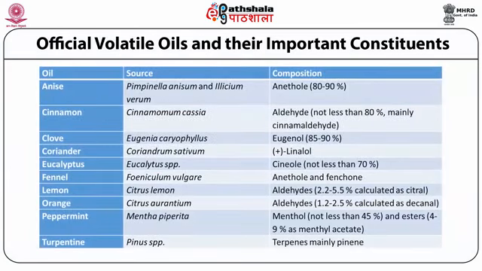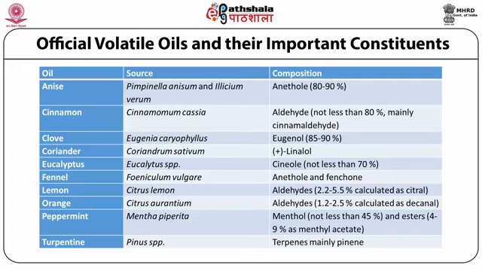We know anise is a very important oil obtained from Pimpinella anisum or Illicium verum, which has anethole about 80 to 90%, while cinnamon oil, which is obtained from Cinnamomum cassia, is an aldehyde containing oil, which contains about 80% of cinnamaldehyde. Clove is another example, clove oil, which is obtained from Eugenia caryophyllus. Eugenol is its main constituent, about 85 to 90% of content is there.